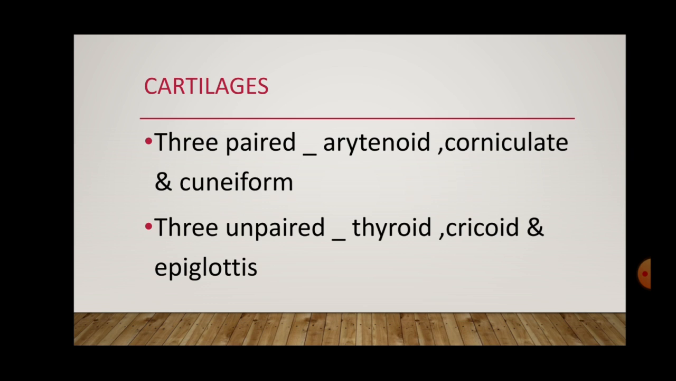As I told you, the framework of the larynx is composed of cartilages and membranes, and the laryngeal muscles attached to these cartilages move them, and through them the vocal cords are moved during respiration and phonation. The cartilages are three paired and three unpaired. The three paired are arytenoid, corniculate and cuneiform. The three unpaired are thyroid, cricoid and epiglottis. We'll see them one by one.